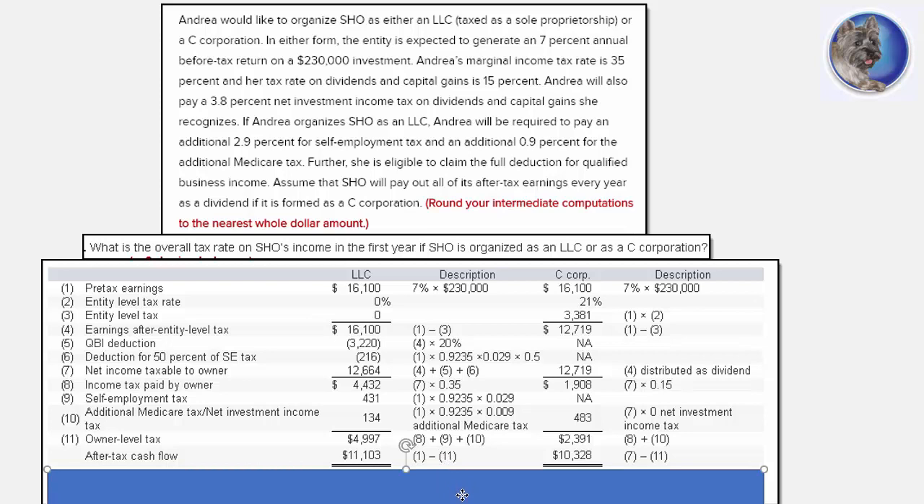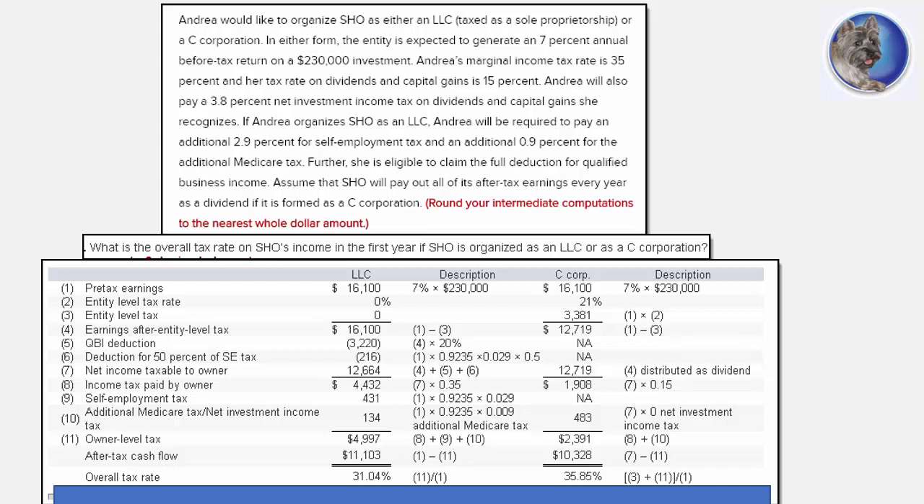Those are our subtotals as we're going here. We've got 8, 9, and 10, and we can determine the after-tax cash flow by taking the pre-tax income and then subtracting all of the taxes involved for the LLC versus the C Corp. And when we do that, we see the after-tax cash flow is $11,103 for the LLC, a little bit better than the C Corp at $10,328. So the final question is to calculate the overall tax rate.